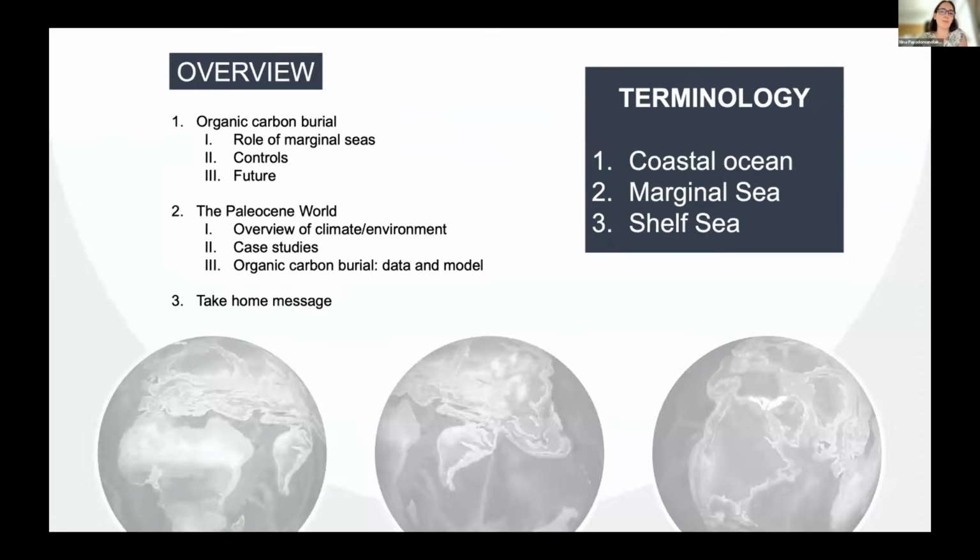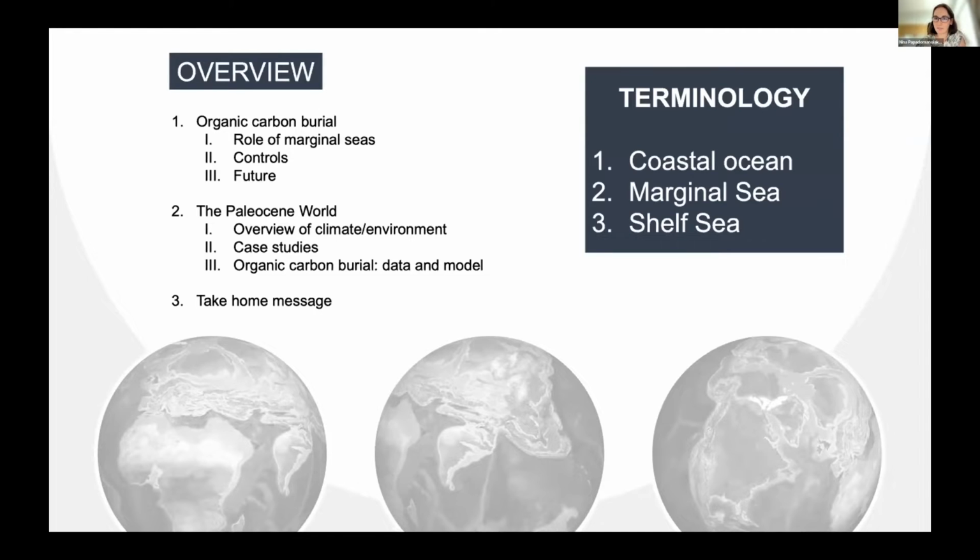I'll start with giving a bit of an introduction to organic carbon burial, which is the process that I'll be focusing on. So briefly, what the role of marginal seas is, what kind of processes control organic carbon burial, and what the future may hold, what role it may play, before moving on to the Paleocene world, where I'll give a short introduction to the PETM itself, which is the event I'll be talking about, and then a couple of case studies for two specific marginal seas, and then a more global overview for what we know about organic carbon burial during the PETM, both from data and from some modeling work.